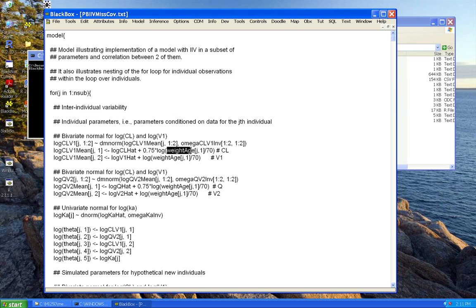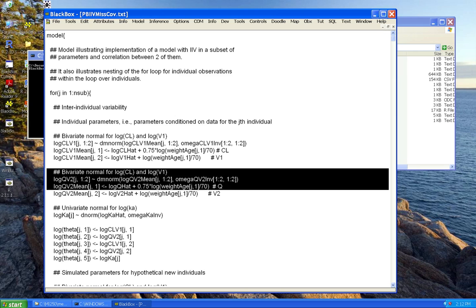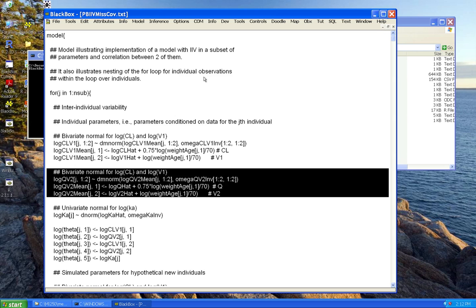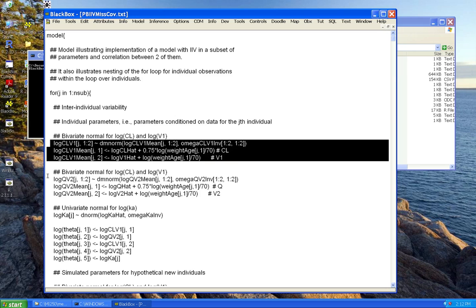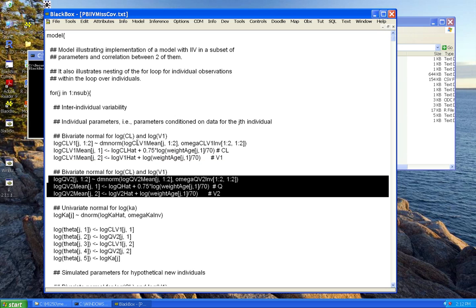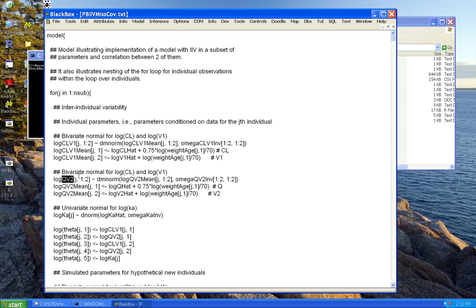But in the end, this term right here is just returning the body weight for the jth individual. Okay, and I've got my bivariate normal for the logs of clearance and volume of distribution in there. So that's more or less almost the same as what we did before. The difference here is I introduce another one for Q and V2, and you'll notice I just used the previous block of code as a template, and basically every place where you saw CLV1 in the previous block of statements, I replaced it with QV2 as part of that.